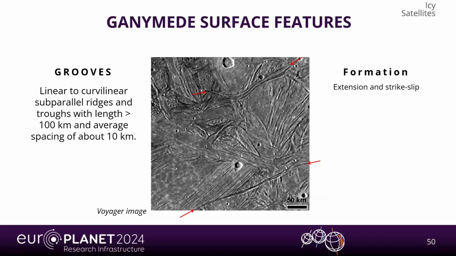And on the other hand, as I mentioned, the light terrain is strongly deformed by tectonic structures called grooves. Grooves are linear to curvilinear kilometric scale fractures, folds, and cracks that show a very complex setting. In general, such structures, grooves, have been interpreted both as extensional and strike-slip structures, since, of course, they show characteristics of both tectonic regimes.